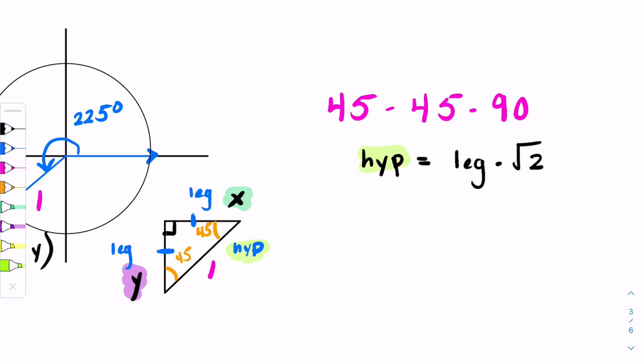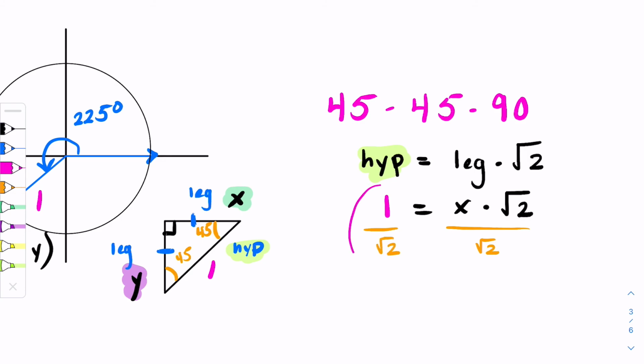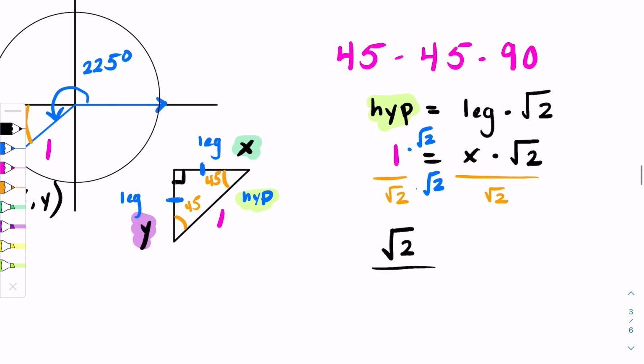Well, we already know the hypotenuse length, so that's where we're going to start. We're going to substitute 1 in for the hypotenuse, and this is equal to, we'll just use x, but you could use x or y, x times the square root of 2. If you solve for x, you're dividing both sides by the square root of 2. And just remember right here that you cannot have a square root in the denominator, so I need to multiply the numerator and the denominator by the square root of 2, giving me the square root of 2 over the square root of 4, which is 2. And that's equal to x.